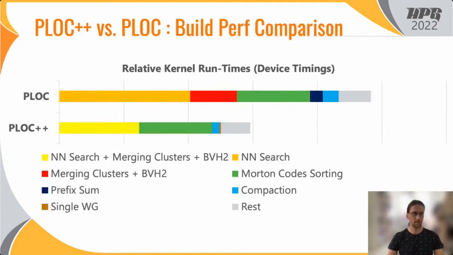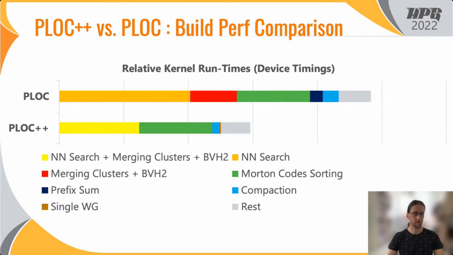Okay, so first let's have a look at the relative kernel runtimes using device timings. Device timings mean we only measure the time per kernel on the device, excluding any kernel launch overhead. I would like to point out the orange and red bar of the original PLOC approach, which correspond to the nearest neighbor search and the locally ordered clustering phase. If we compare this to the corresponding merged phase of PLOC++, which is the yellow bar, we see that the merged phase with the faster nearest neighbor search basically cuts the cost in half.